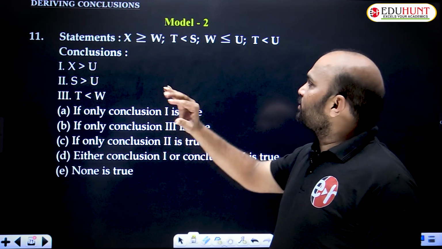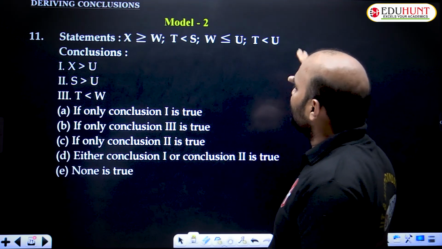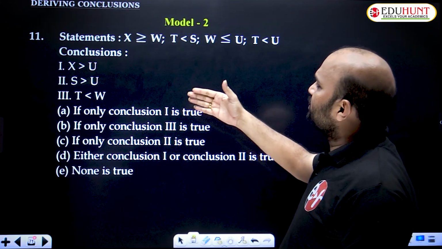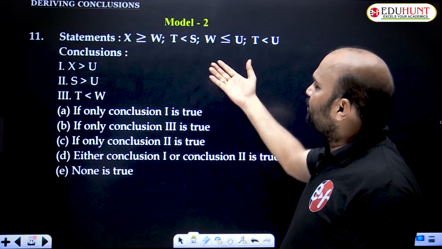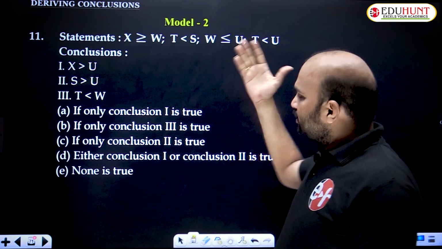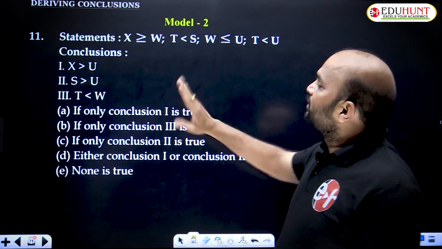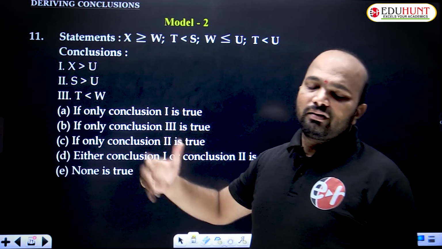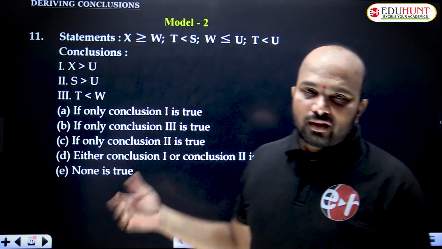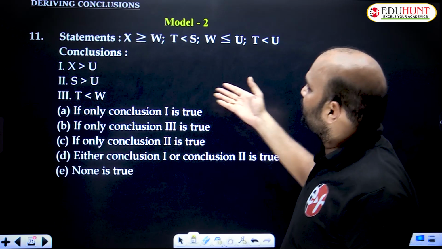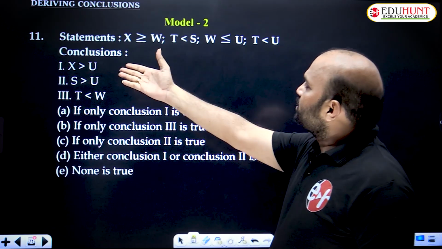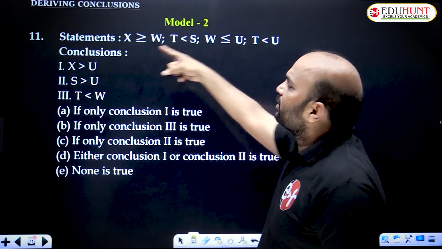In model 1 questions, a single statement is given, and based on the statement some conclusions are given. Based on the statement, which conclusion follows is the required answer in model 1. Which options are given in model 1? Only 1, only 2, either or, neither nor, both 1 and 2. But in this model, 4 statements are given.